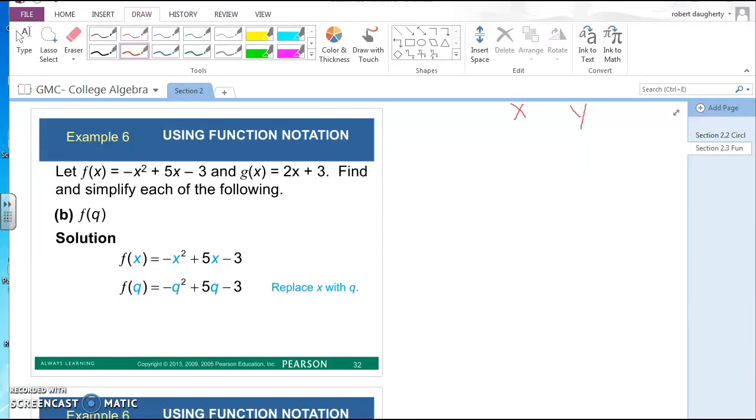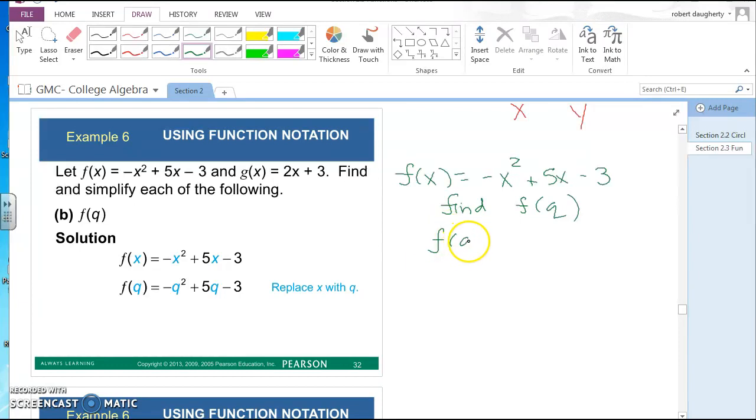Okay, continuing on in section 2.3. So I've got two relations to find. For example, f of x is negative x squared plus 5x minus 3. Find f of q. So again, I can write down f of x is equal to negative x squared plus 5x minus 3. I need to find f of q. All that means is replace the x with a q.